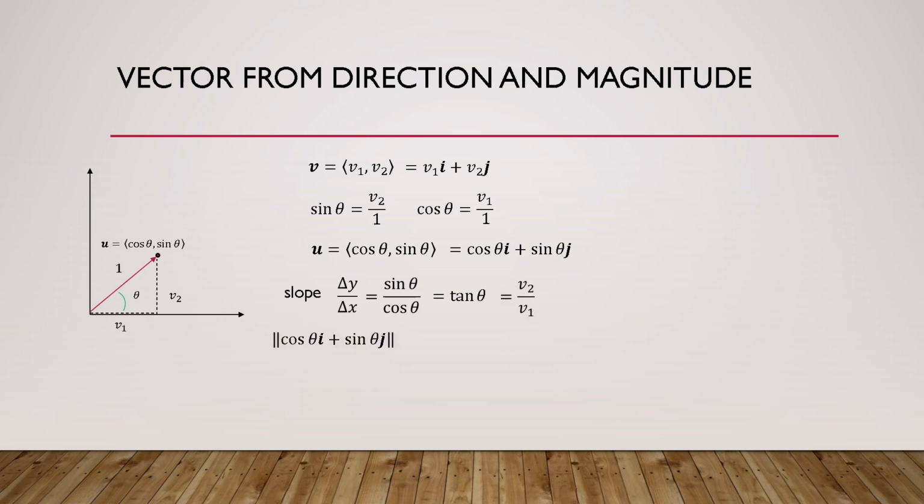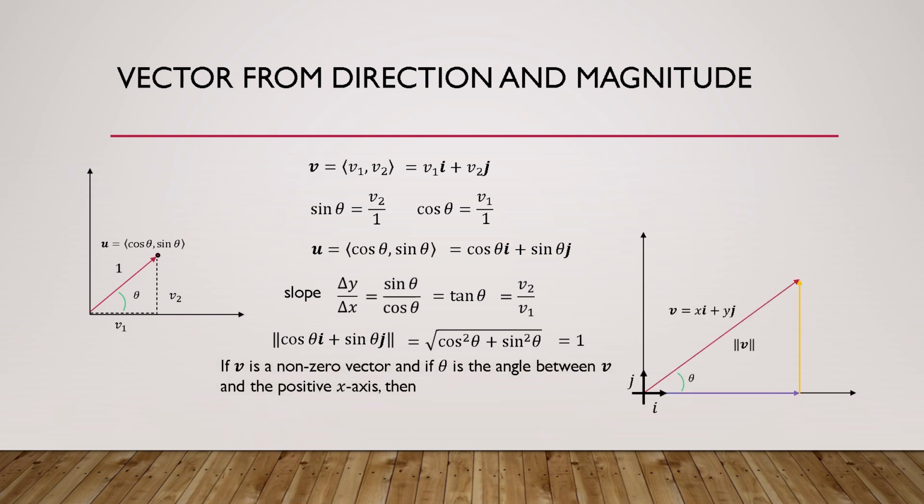If we take the magnitude of cosine theta i plus sine theta j, we get the square root of cosine squared theta plus sine squared theta, which by trigonometric identity equals 1, the originally defined value of our normalized vector. From this, we can conclude that if v is a non-zero vector, and if theta is the angle between v and the positive x-axis, then x equals the magnitude of v times sine theta, y equals the magnitude of v times cosine theta, and v equals the magnitude of v times the quantity cosine theta i plus sine theta j.